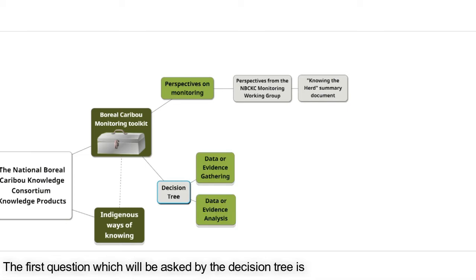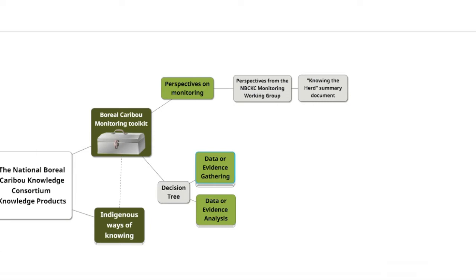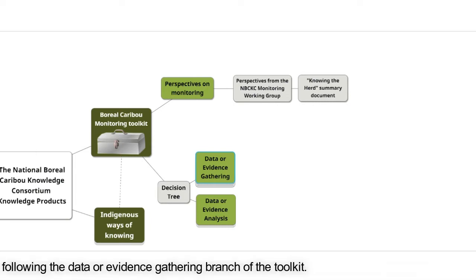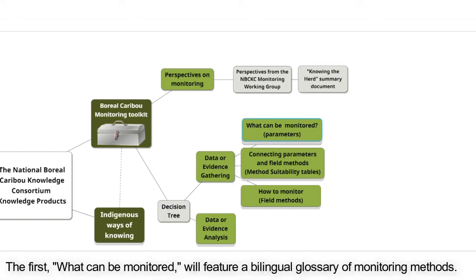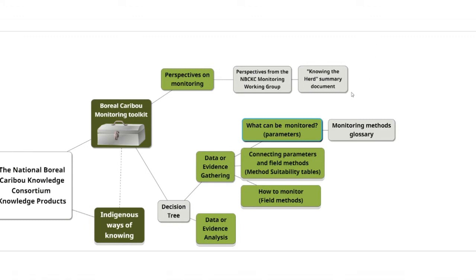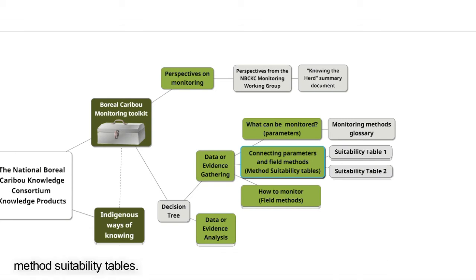The first question which will be asked by the decision tree is, do you already have data or are you looking to acquire data? Presuming the user does not currently have data to analyze, the user will begin by following the Data or Evidence Gathering branch of the toolkit. Within this section of the toolkit, there are a few subsections. The first, What Can Be Monitored, will feature a bilingual glossary of monitoring methods. The second section, Connecting Parameters and Field Methods, features 2 method suitability tables.